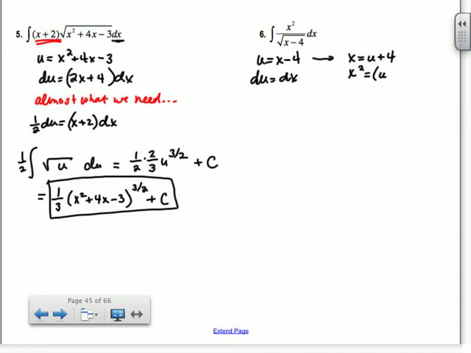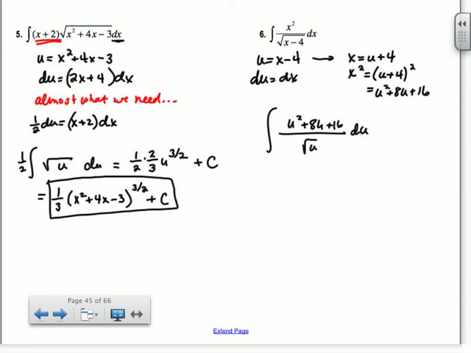All right. Next two. So this one looks like it would be similar, just because you have the x plus 2 out front, but this is actually a little bit easier. You don't have to solve for x in this one. And here's the reason. When you let your u equal x squared plus 4x minus 3, and you take the derivative, you get 2x plus 4 dx. Yeah, that's almost what you want, right?